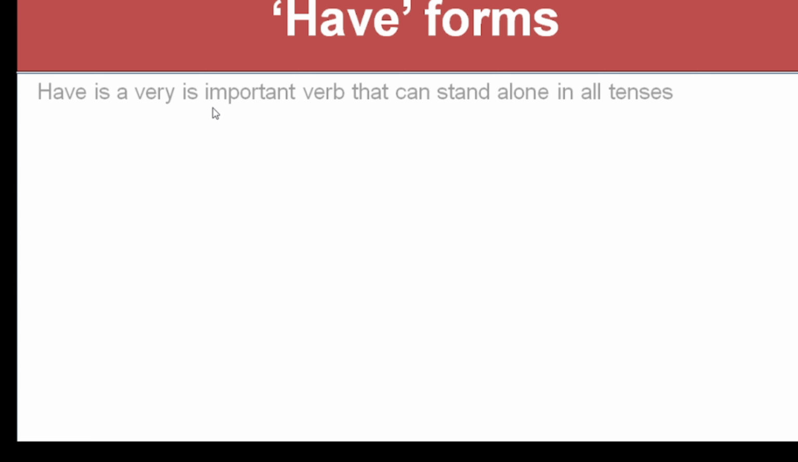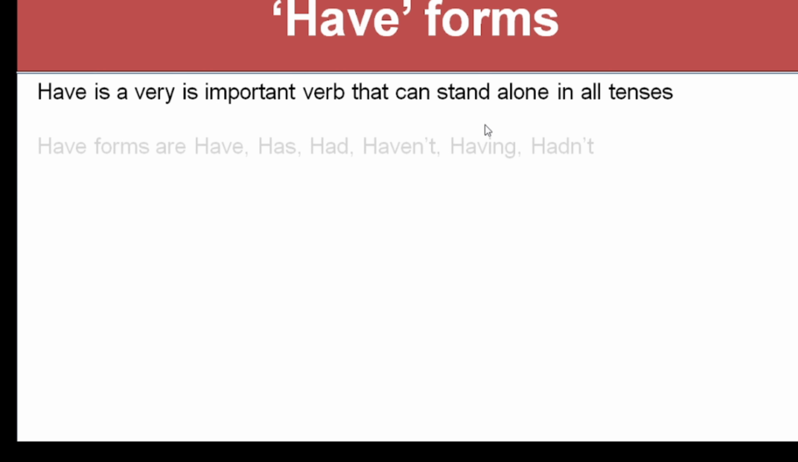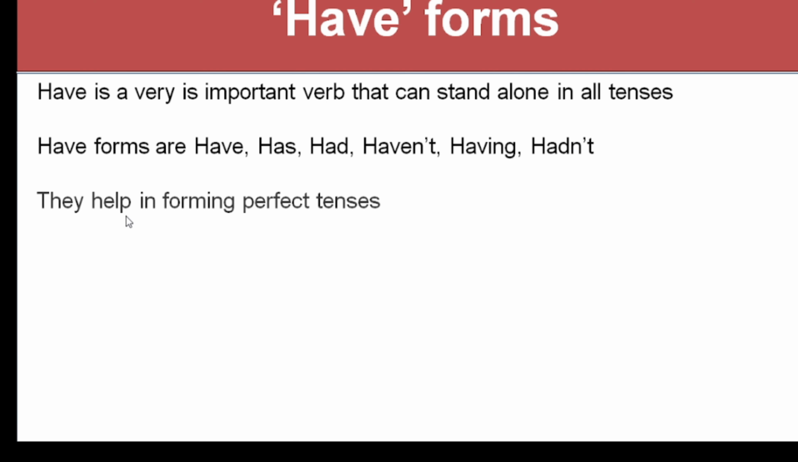Look at the have forms. Have forms are a very important verb that can stand alone in all tenses. That is the greatness of have forms. The have forms are have, has, had, haven't, having, hadn't. So these verbs are called have forms. They help us to form perfect sentences in English.